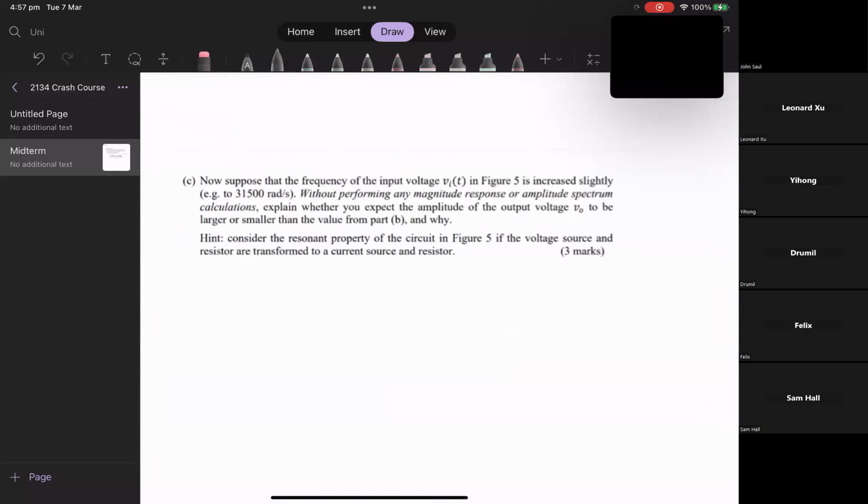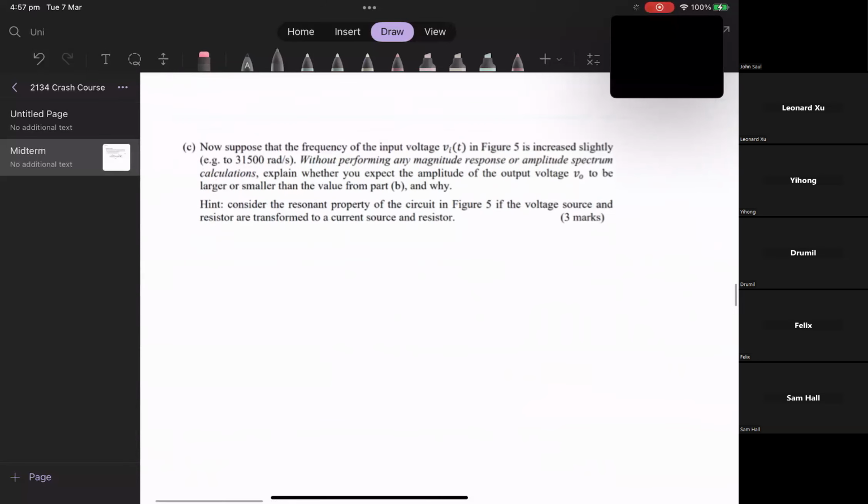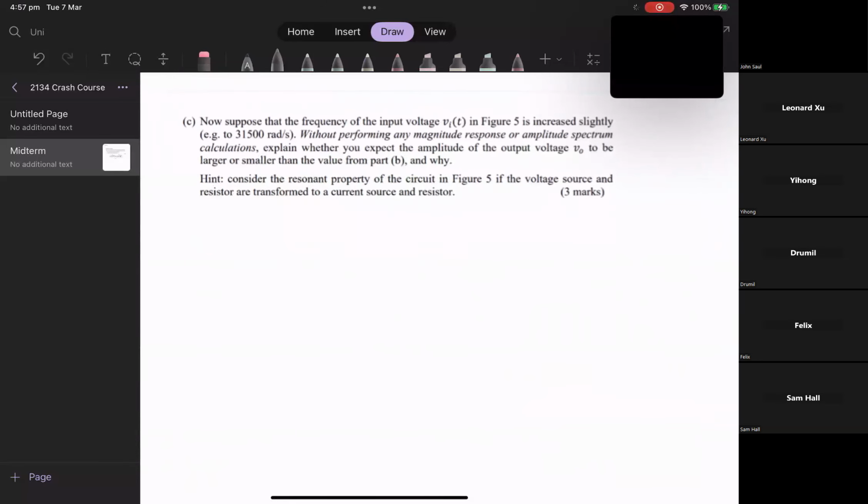It says explain whether you expect the amplitude of the output voltage V0 to be larger or smaller than the value from part B and why. Does anybody have a start of an idea on where you might begin with this problem? Yeah, you can use voltage resonance.